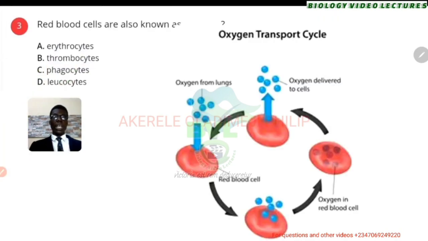Now, red blood cells are also known as erythrocytes. These are red blood cells. I added this picture to show how it absorbs oxygen, because it has what we call hemoglobin, like four of them. The oxygen gets attached to the hemoglobin, and it carries the oxygen around the body.